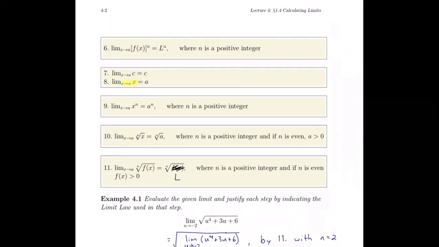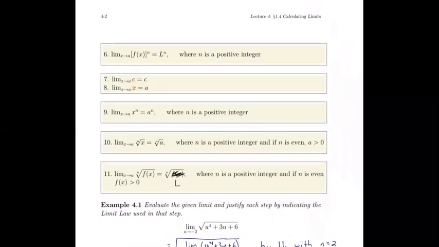Similarly, the limit as x approaches a of x is just a, right? This is the identity function's limit. So as x approaches a, well, its limit is a. If x to the n, we get a to the n. So that's nice, similar to what we saw up here. And then for the nth root of x, we get the nth root of a, where n is some positive integer.